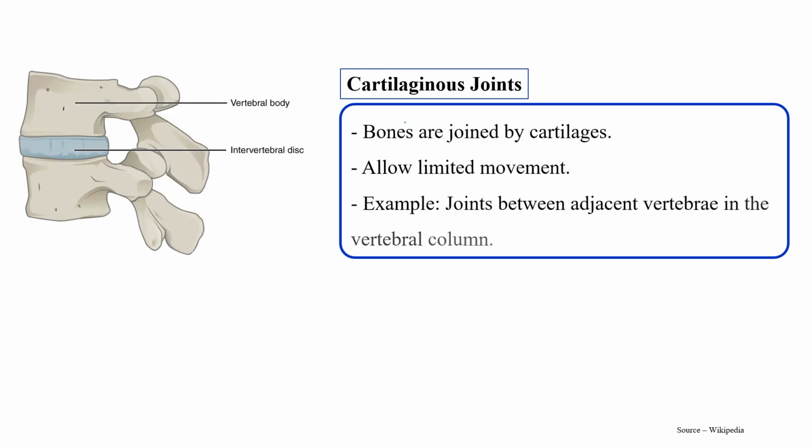Second is cartilaginous joint. This cartilaginous joint contains both bone and cartilage involvement. So this allows limited movement. This type of joint is present in our vertebral column, between two vertebrae. There is a cartilage, this is the cartilage, the intervertebral disc. So this joint is present between adjacent vertebrae in our vertebral column.